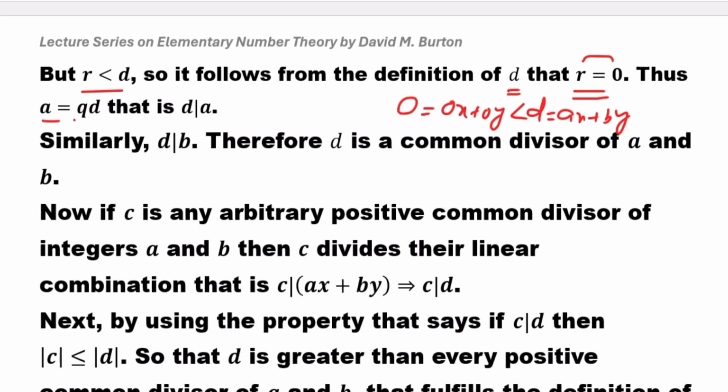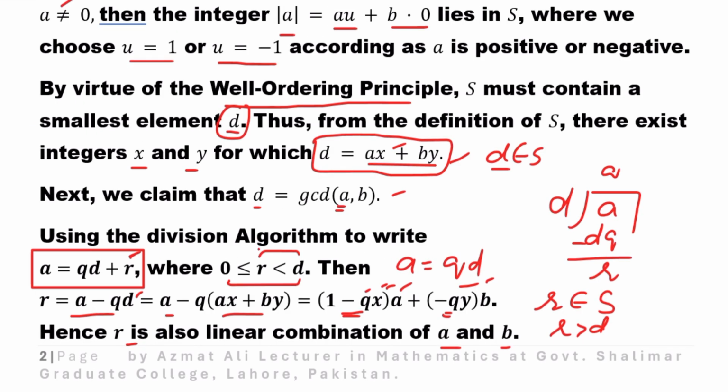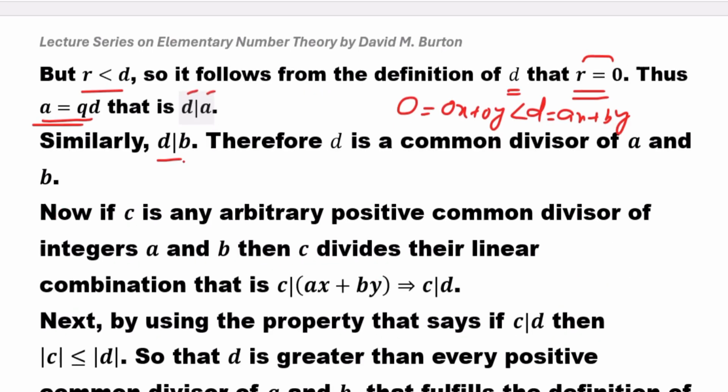We have a is equal to qd. What does this represent? This represents the definition of divisibility. This shows d divides a. Similarly, we can prove that d also divides b. How? When you apply the division algorithm for b, you will write b is equal to q times d plus r, and by applying the same arguments, same steps here, we can prove that d divides b. Therefore, d is a common divisor of a and b both.